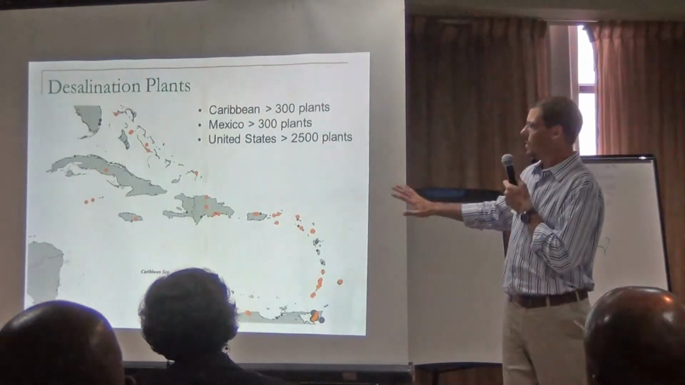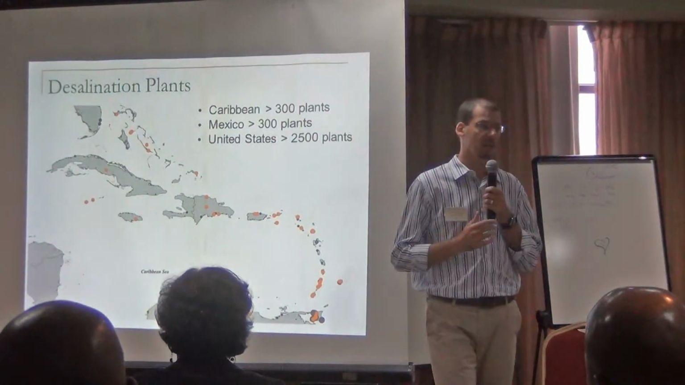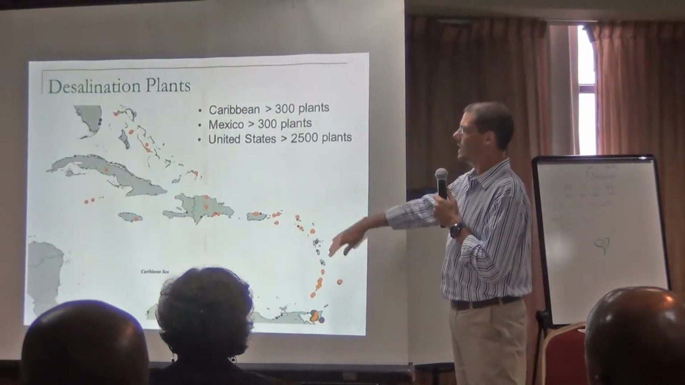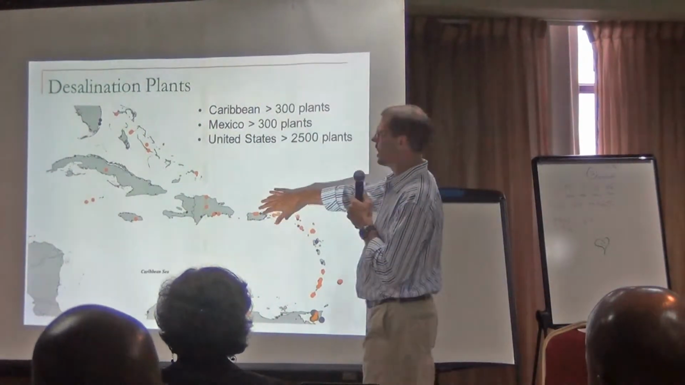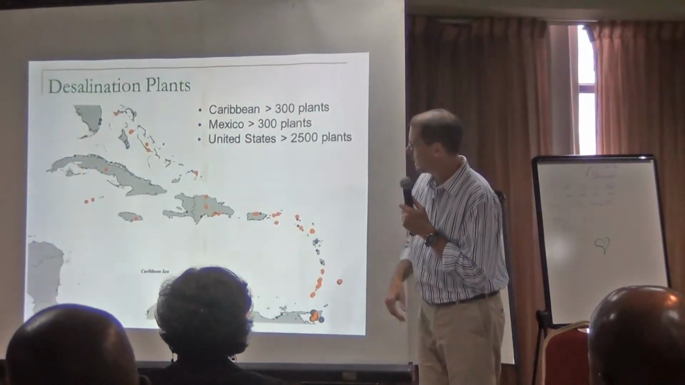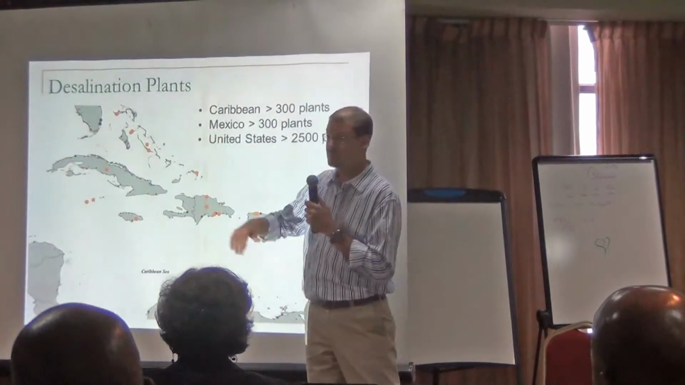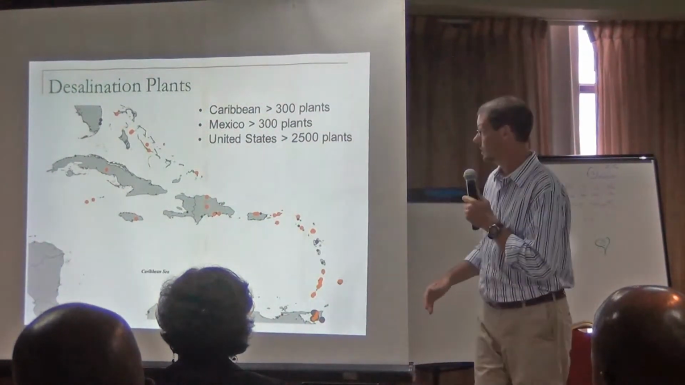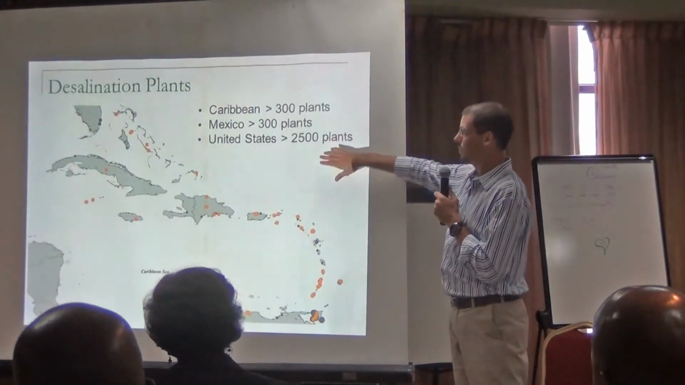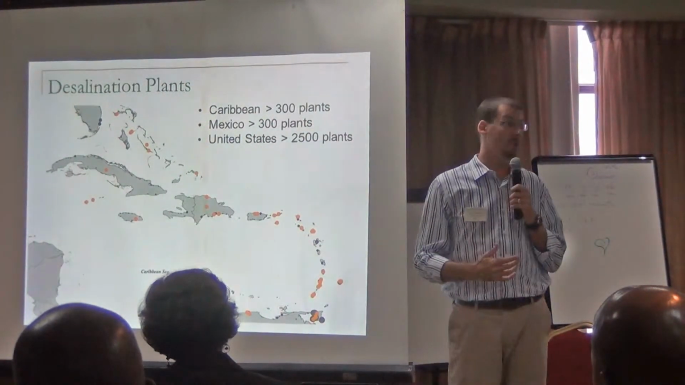So there's also power plants, but my guess is desalinization plants is probably the biggest economic impact for a lot of these biofouling organisms. And I was able to get the locations for about 100 of the 300 desalinization plants in the Caribbean, and this is where they're spread out. So there's 200 more in this region. So a lot of desalinization plants in the Caribbean. There's also 300 plants in Mexico, 2,500 plants in the United States. So there's a lot of this, and I think it's a growing industry.